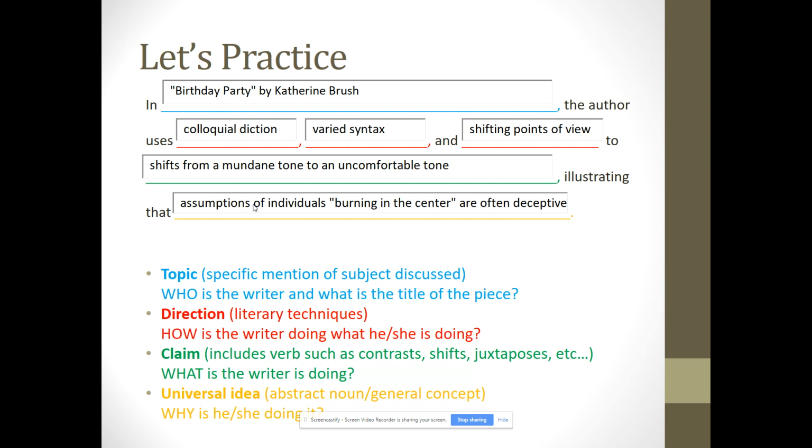Of course, in the timed environment of the AP exam, you may not have time to add special touches like this to your universal idea, but if you do, it makes your thesis even stronger. Let's stand back and read what we have. In Birthday Party by Catherine Brush, the author uses colloquial diction, varied syntax, and shifting points of view to shift from a mundane tone to an uncomfortable tone, illustrating that assumptions of individuals burning in the center are often deceptive. This is an excellent thesis, and it would signal to any AP reader that you are well on your way to crafting a strong essay.